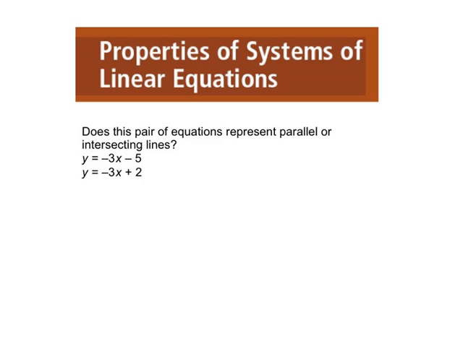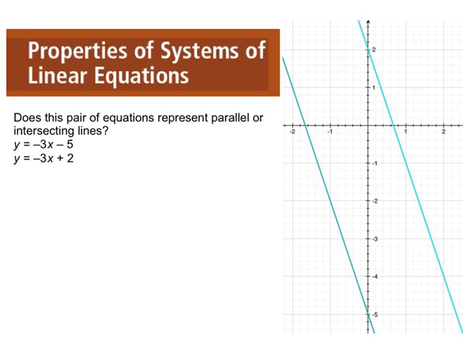Does this pair of equations represent parallel or intersecting lines? Well, one thing we could do is plot both these lines on a grid. The first equation, y is equal to negative 3x minus 5, is this line. And the second equation is the line right here, which is y equals negative 3x plus 2.